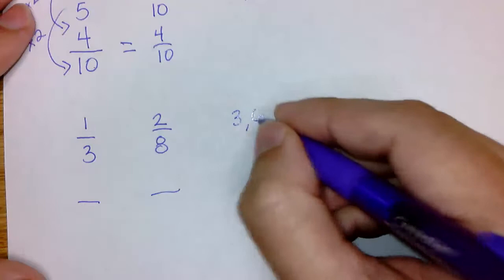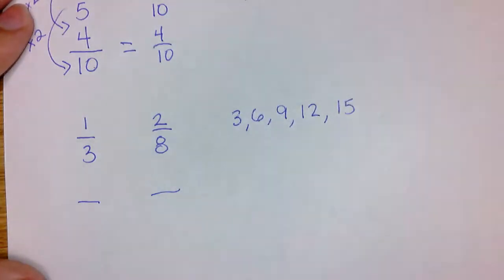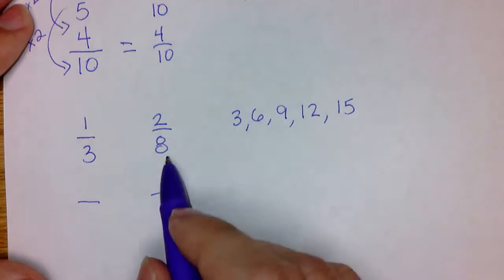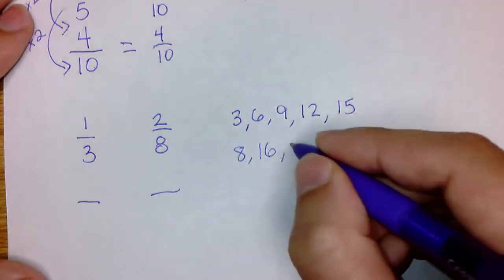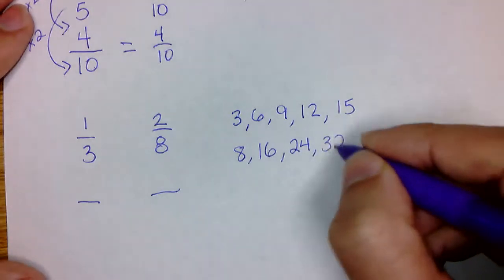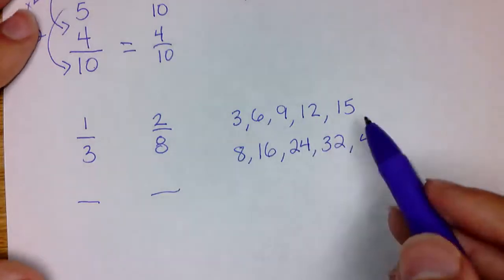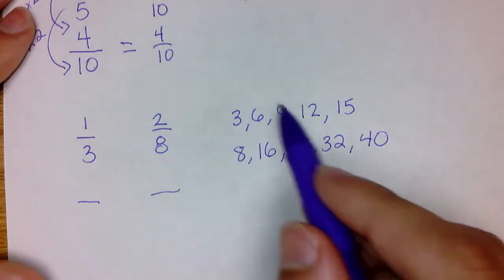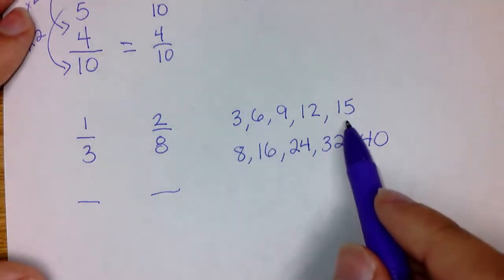So we have 3, 6, 9, 12, 15. All right, let me keep going. Now I'm going to do my multiples of 8. I have 8, 16, 24, 32, and then 40. I want to look to see, are there any that they share in common? I do not see any in common, which means I've got to continue doing my multiples. Choose the one with the smallest number.